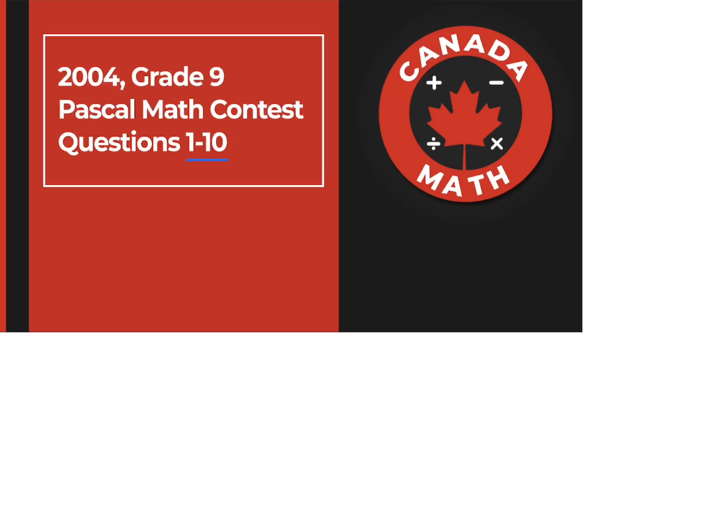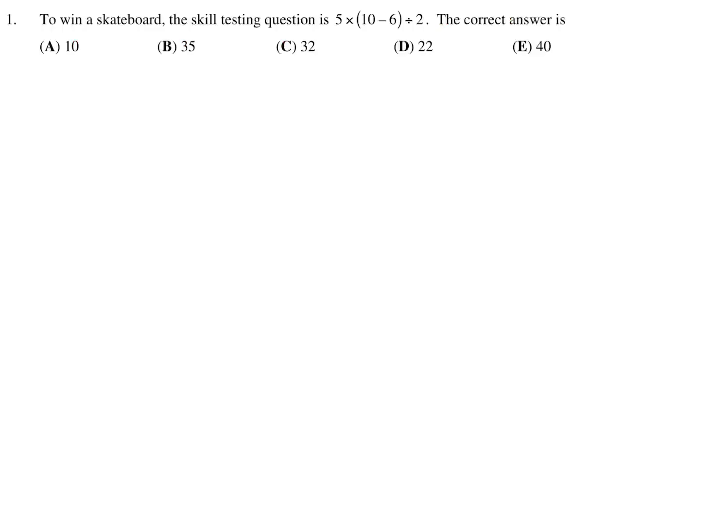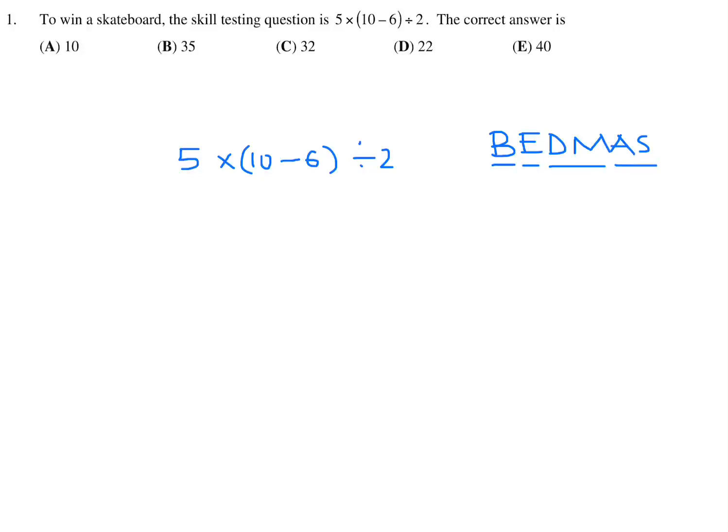Questions 1 through 10 on the 2004 Grade 9 Pascal Math Contest. To win a skateboard, the skill testing question is 5 times 10 minus 6 divided by 2. This is a question that is testing your knowledge of order of operations. And if you remember, the acronym is BEDMAS. So brackets, exponents, then division, multiplication, and then finally addition, subtraction.